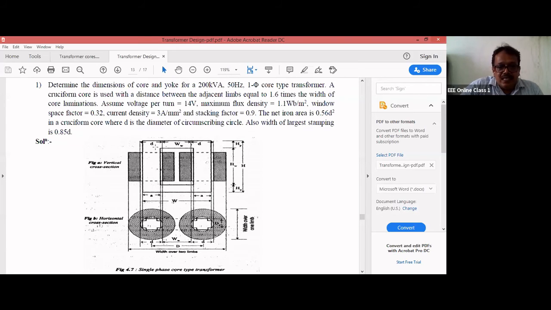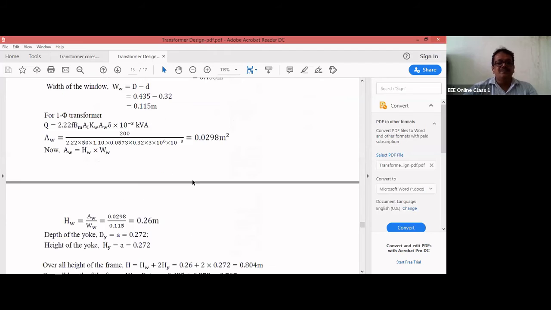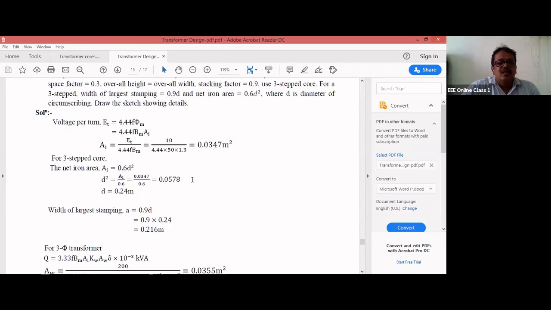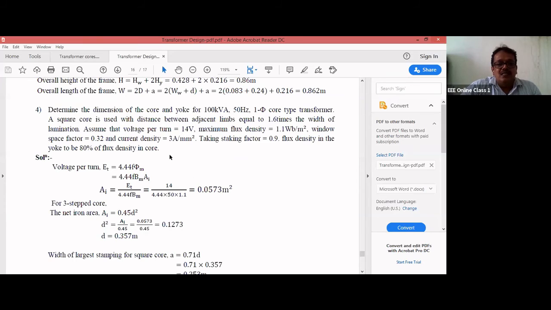So the flux density in the yoke is 0.8 times the flux density in the core, whatever it is, including both the upper part and lower part of the yoke. That is the condition. This is a very important problem, and they ask this same problem several times. The main difference here is the condition that flux density in the yoke is 80% of flux density in the core.